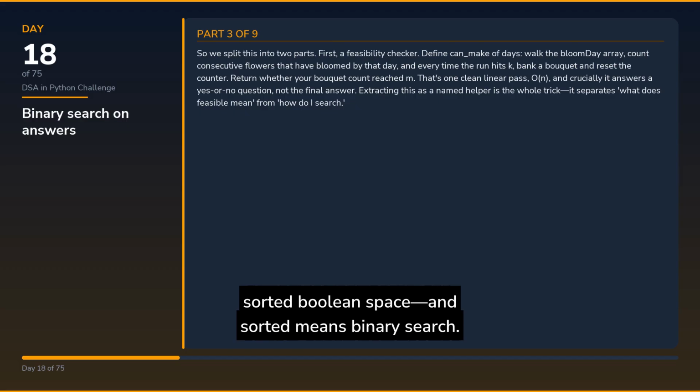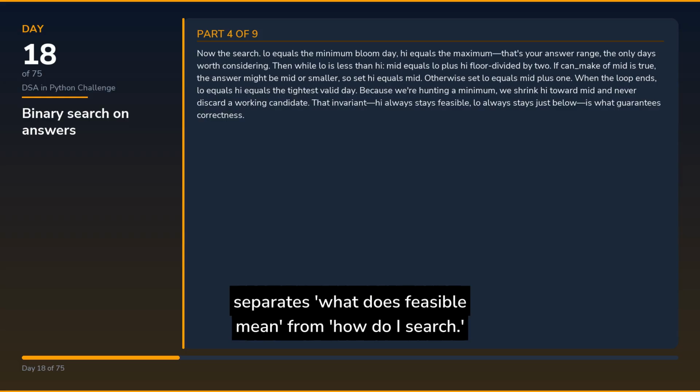So we split this into two parts. First, a feasibility checker. Define can_make(days). Walk the bloom day array, count consecutive flowers that have bloomed by that day, and every time the run hits k, bank a bouquet and reset the counter. Return whether your bouquet count reached m. That's one clean linear pass, O(n). And crucially, it answers a yes or no question, not the final answer. Extracting this as a named helper is the whole trick. It separates what does feasible mean from how do I search.